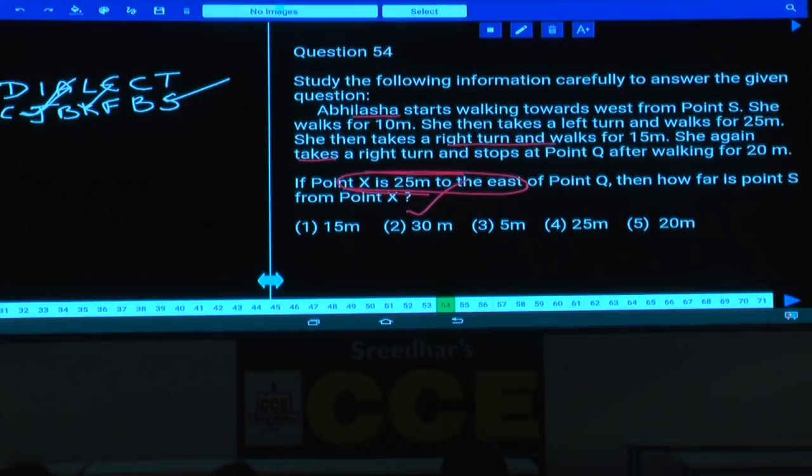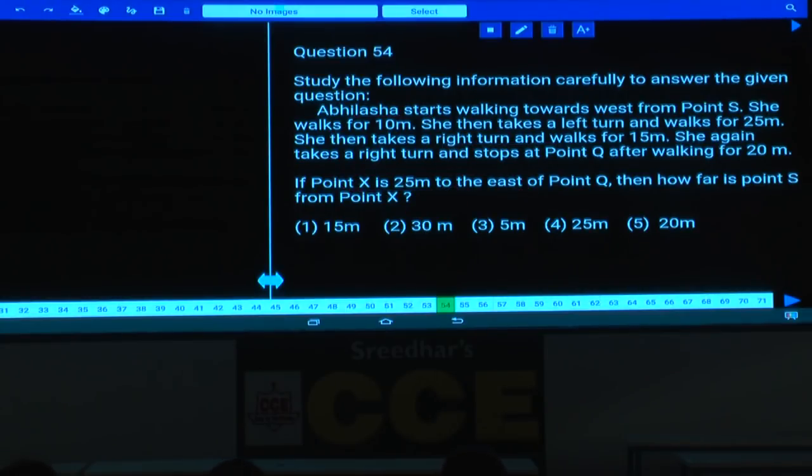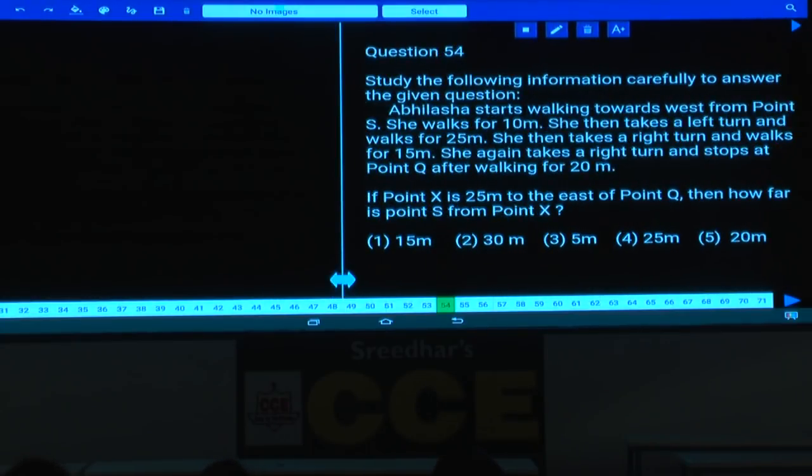Done with this? Then question number 54 and 55. These two questions are based on directions. Abhilasha starts walking towards west from point S. S is here, she started walking towards west, and she travels for 10 meters. After traveling, she takes a left turn and walks for 25 meters, left hand side, 25 meters. Then she takes a right turn and walks for 15 meters, right hand side.